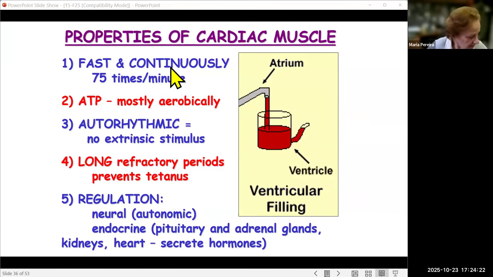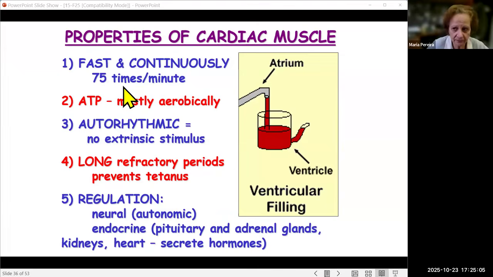So just to finish, this will be my last slide for today. What are some of the properties of cardiac myocytes that make them different from the skeletal muscle? First, they contract fast and continuously. You don't want your heart muscle to stop. It's beating from embryonic age continuously without you having to regulate it or control it. It's under involuntary control, and it contracts and relaxes continuously because of the pacemaker cells.